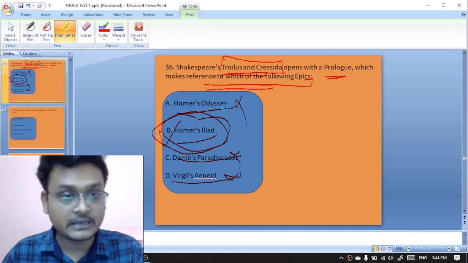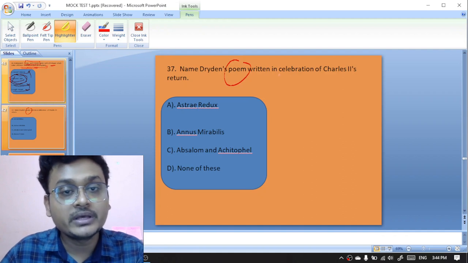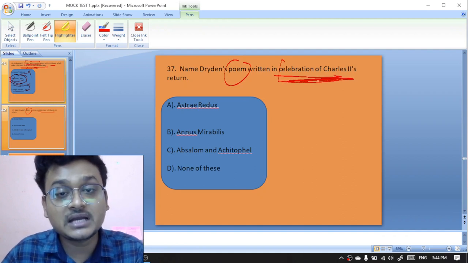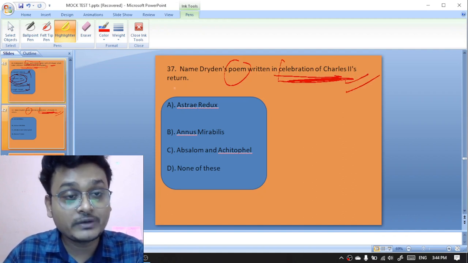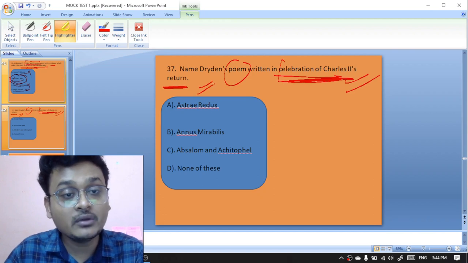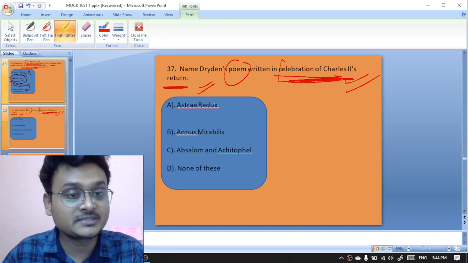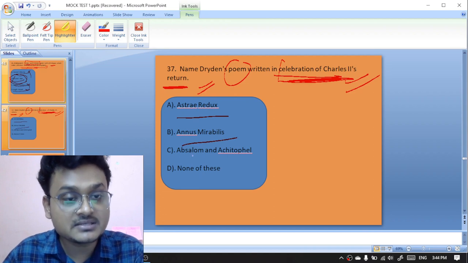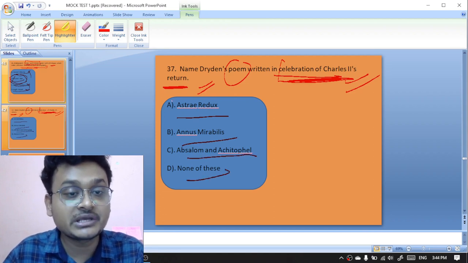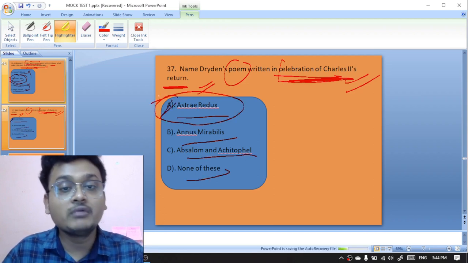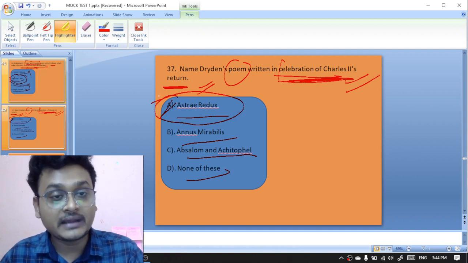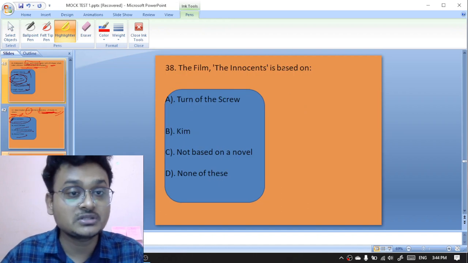Next question. Name Dryden's poem written in celebration of Charles II's return. When Charles II came to the throne again, Dryden wrote a poem. What was that poem? Astraea Redux, Annus Mirabilis, Absalom and Achitophel? So it was Astraea Redux. Astraea Redux was the poem for when Charles II returned to the throne, and Dryden had written this poem for him. Next question, the film The Innocents.